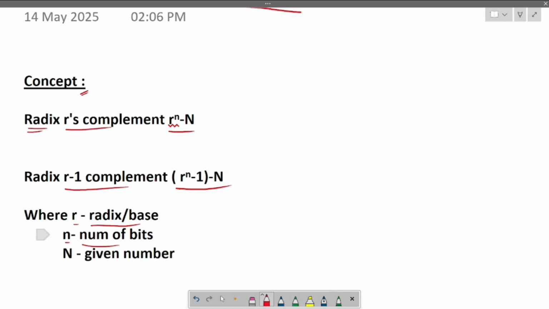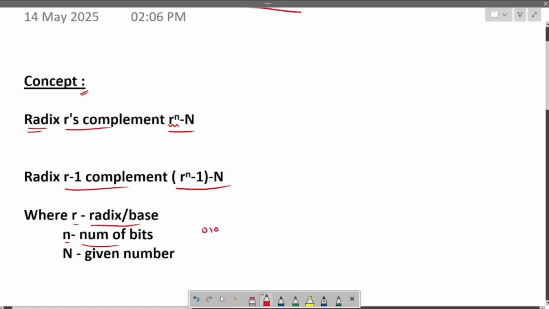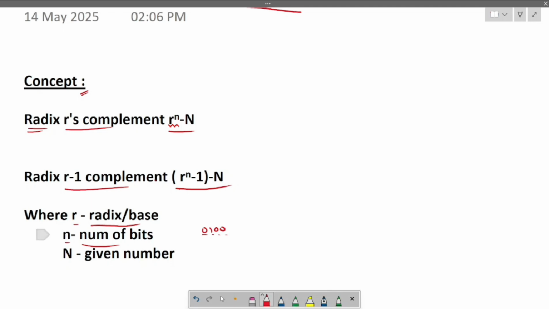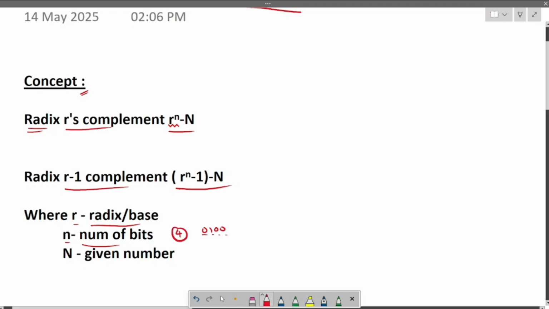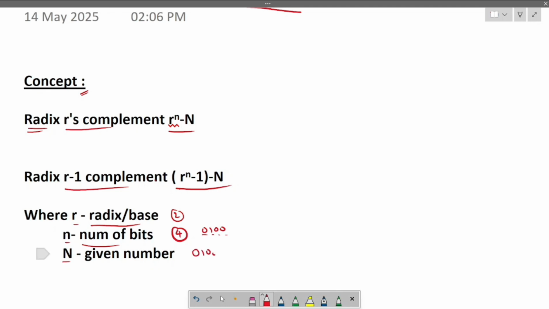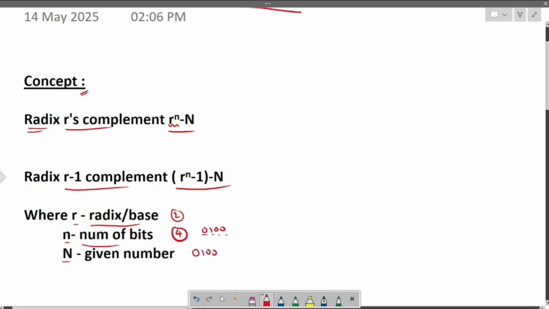Suppose you have the number 0 1 0 0. The number of bits is 1 2 3 4, so here it is 4. And the radix: here it is a binary number, so the base is 2. And what is capital N? Capital N is the given number, 0 1 0 0. This is how it works.